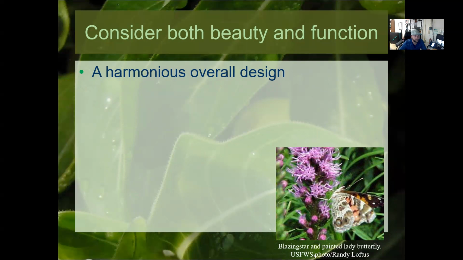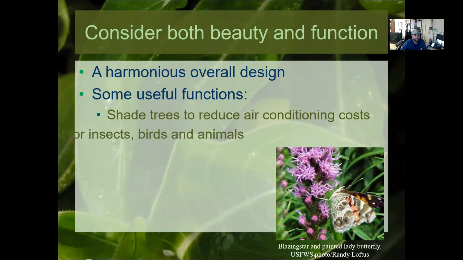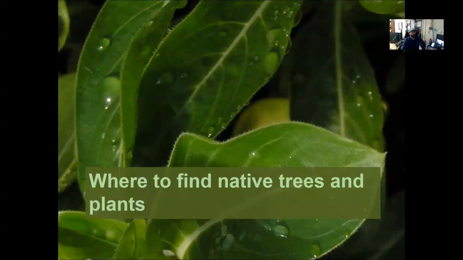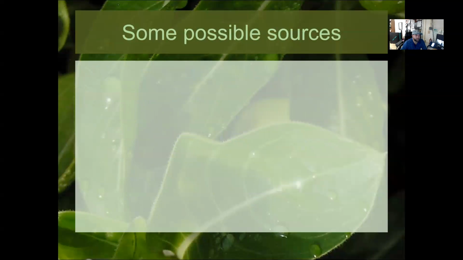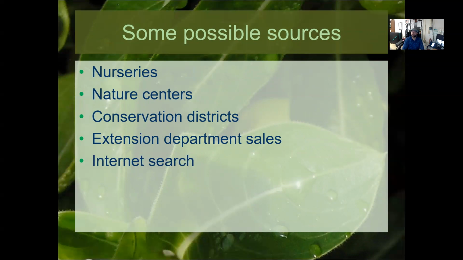So moving on, consider both beauty and function. A harmonious overall design and with some useful functions. So shade trees to reduce air conditioning costs, habitat for insects, birds, and animals, rain garden to filter runoff and minimize erosion, vegetable and herb garden. And where to find native trees and plants, some possible sources: nurseries, nature centers, conservation districts, extension department sales, and internet searches. In today's day and age, you can use the internet to pretty much find anything. So just make sure you're always getting yourself a good deal and you're not overspending.